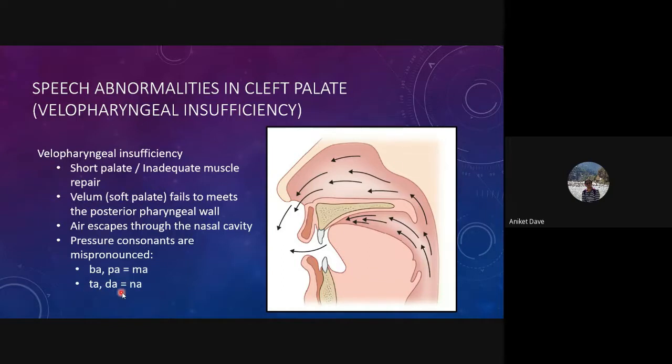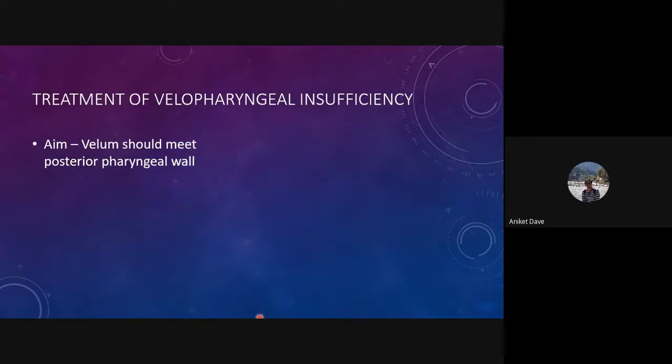Similarly, Ta and Da are pronounced as Na. So if you ask them to say Dada, it will sound like Nana. Now, this is a big problem in the social life of the child, and therefore these do need to be treated. So the aim of the surgery is that the velum should go and meet the posterior pharyngeal wall.